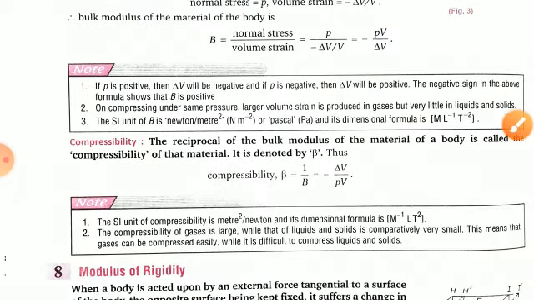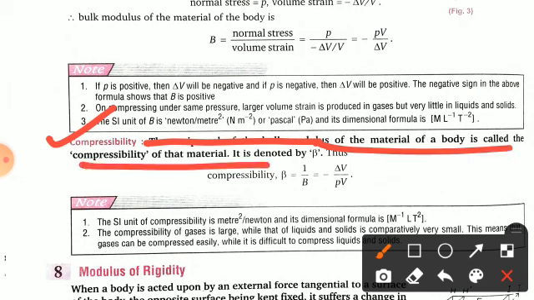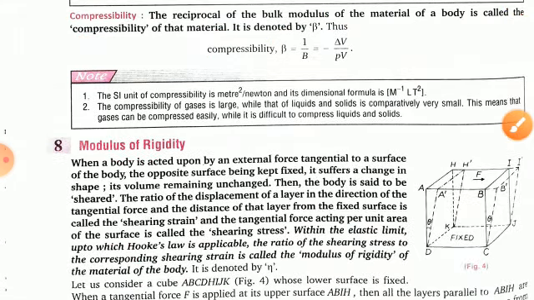Clear? Now come to the compressibility. The reciprocal of the bulk modulus of the material of a body is called the compressibility of that material, and it is denoted by beta. So you can see here compressibility beta is equal to 1 by B, that is minus delta V by PV. I hope you understood.